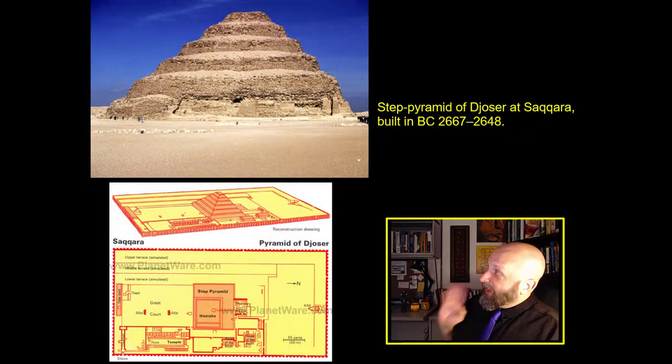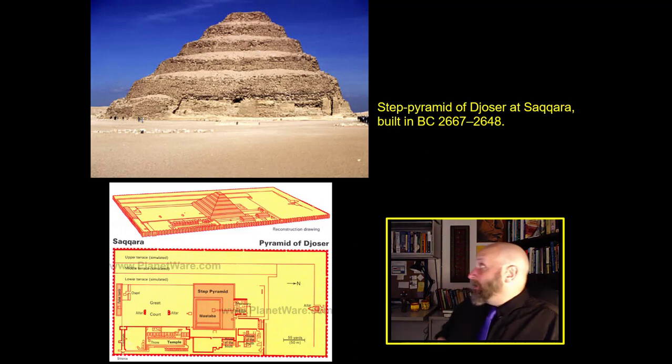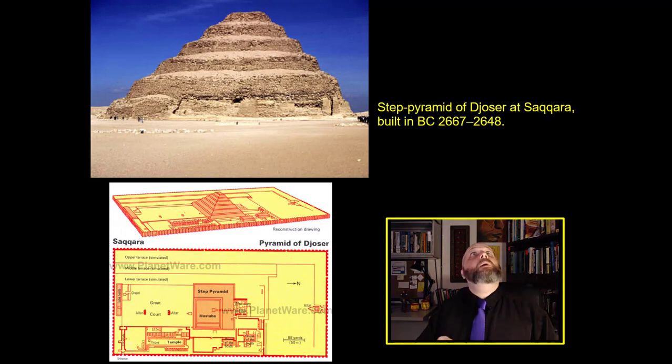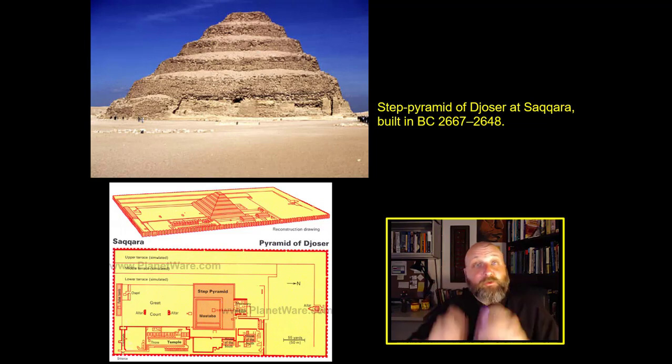And that's it. The Step-Pyramid of Djoser at Saqqara, the first great Egyptian pyramid, built between 2667, completed in 2648. There it is, and you can look at it. It's literally no more than 1, 2, 3, 4, 5. It's really 1, 2, 3, 4, 5, 6. It's really no more than 6 mastabas stacked one on top of the other. That kind of comes to this rough point.